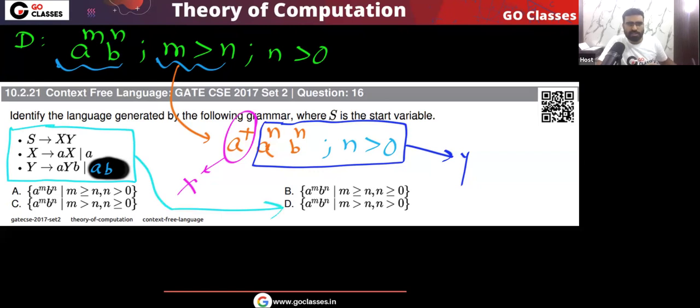Okay, I hope you understood. This is the complete analysis of this GATE exam question. Very simple. You can see what changes you need to make in the given grammar so that the answer will be option A, option B, option C, or option D. Understood? But for the original GATE exam question, the answer will be option C.